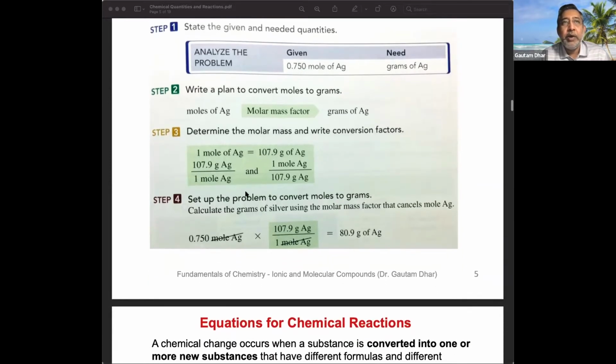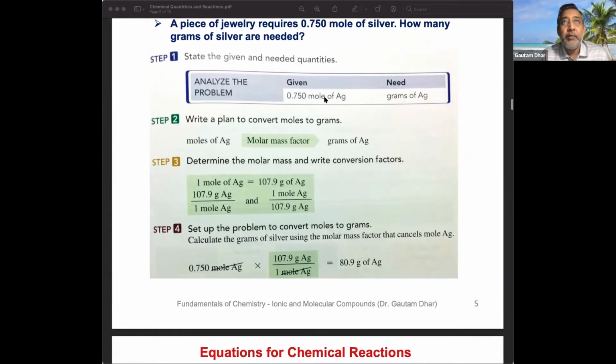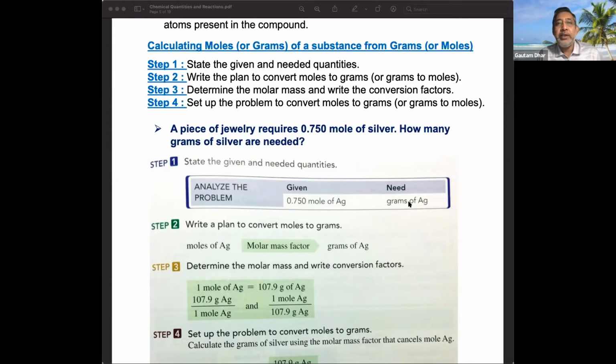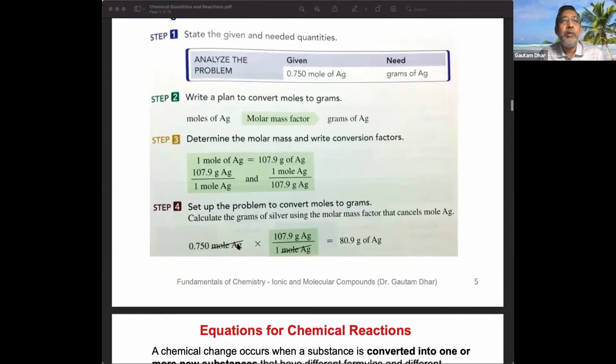And we have to use it such that in this case, you are given mole of silver. So mole of silver should cancel out and gram silver should remain. So 0.75 mole of silver is equal to 80.9 grams of silver. In this chapter, we are using 3 conversion factors, only 3: Avogadro's number, formula, and molar mass. So here the mole and mole cancels out, you are left with grams.